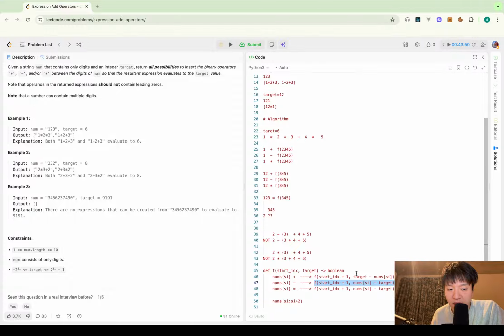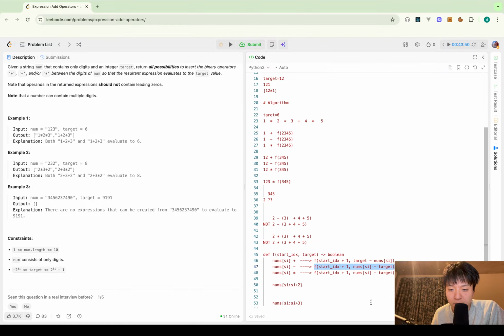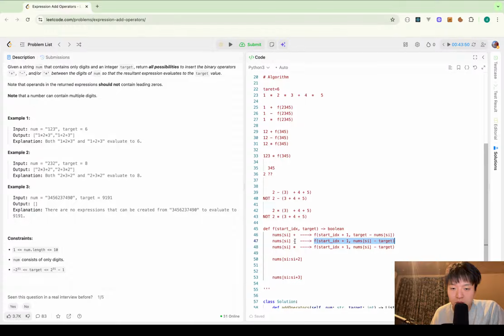So maybe instead, I should pass the operator. So in the case of plus, I can just do this. But for the minus case, it doesn't work. So if I take negative or multiplication asterisk, I should pass this.